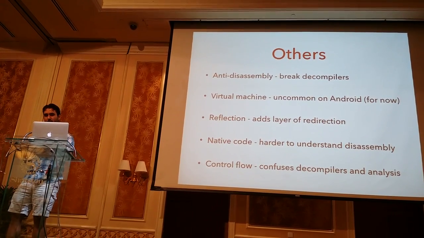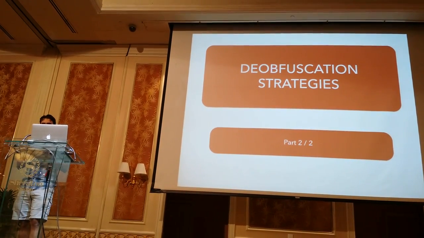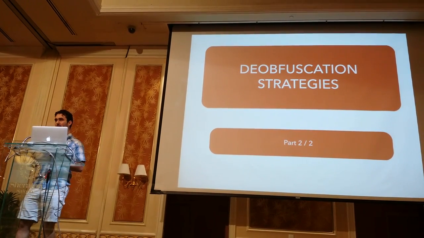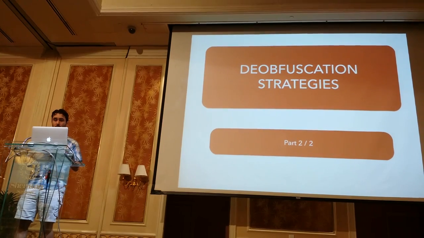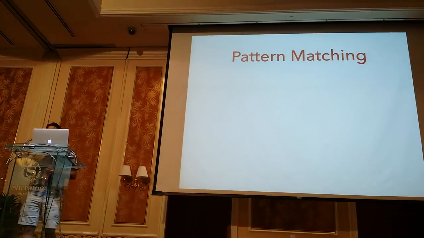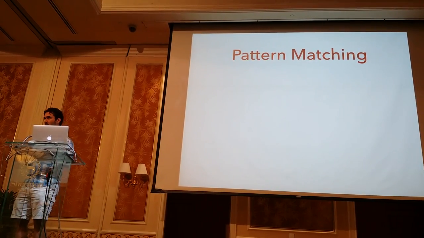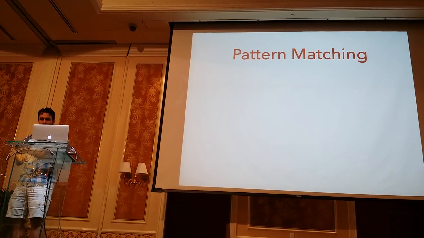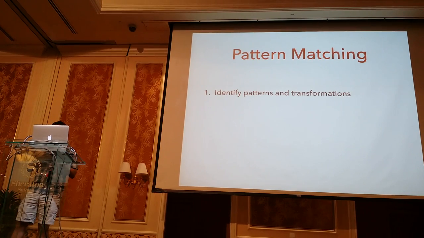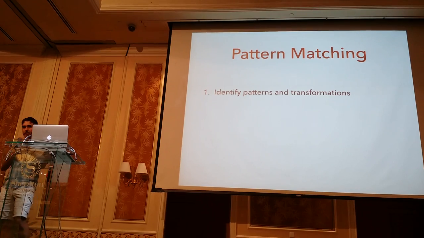So this has been a high-level overview of the different types of obfuscation. And now I wanted to get into the different strategies for deobfuscation, what they look like, and the tools that will help you do this. So the first type of deobfuscation is pattern matching. These are the steps for building a pattern matching-based deobfuscator.